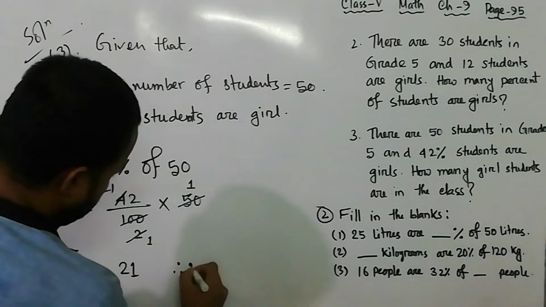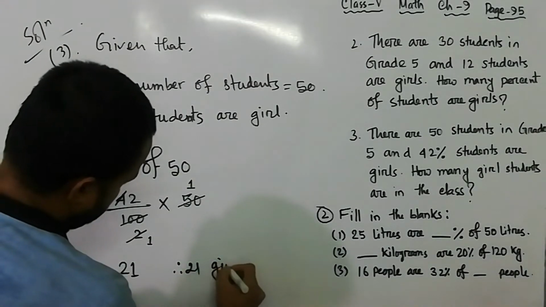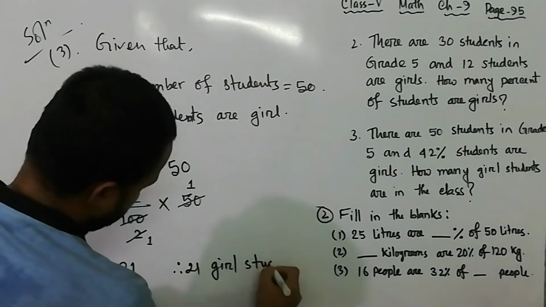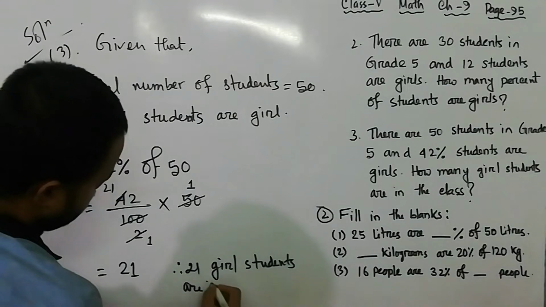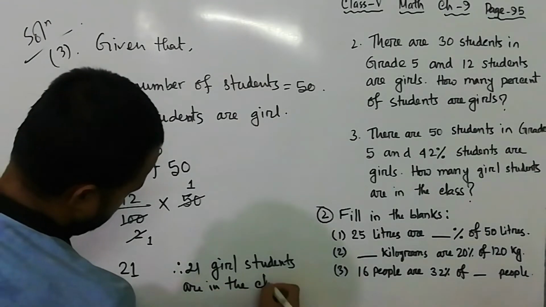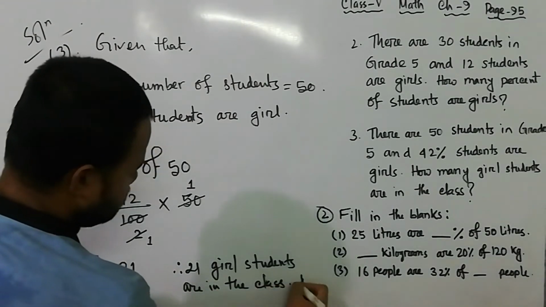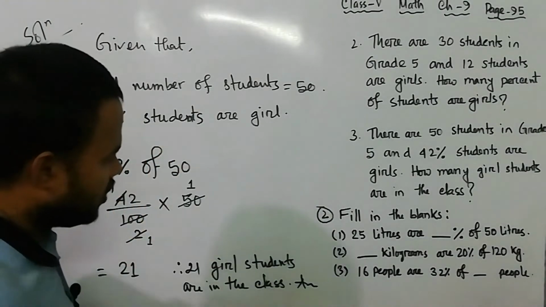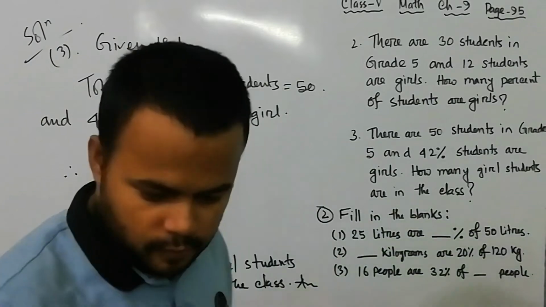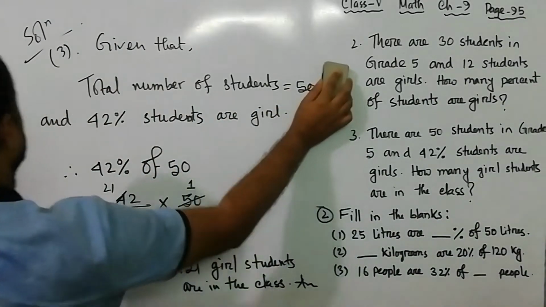Therefore 21 girl students are in the class. That is the answer. Now let's fill in the blanks.